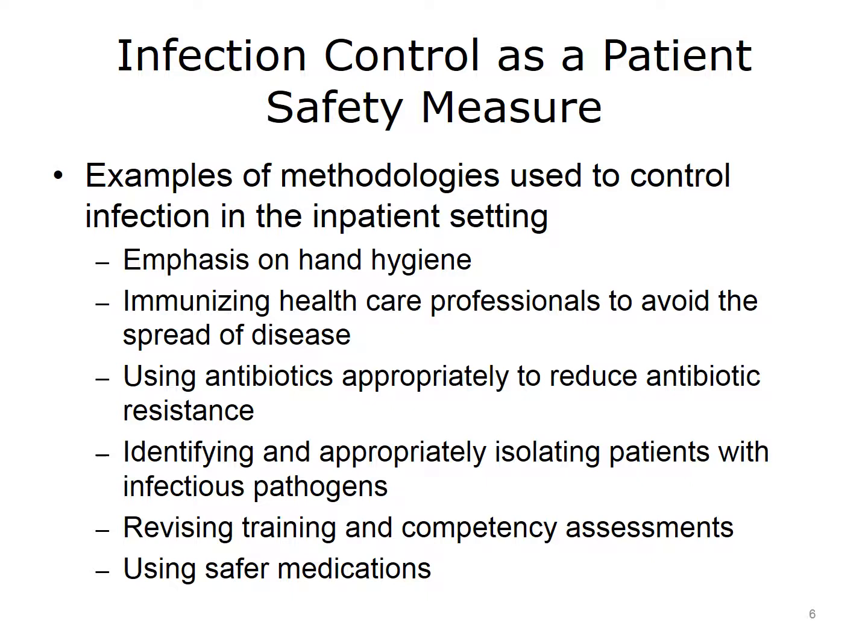Another method has been an emphasis on immunizing healthcare professionals to prevent the spread of disease. Using antibiotics appropriately for infected patients reduces the incidence of antibiotic overuse and the emergence of resistant microorganisms. If infectious patients are admitted to the hospital, they must be identified and isolated to control the spread of that infection in the hospital setting. Infection control also involves revising and updating training measures, improving competency assessments, and recommending suitable hand-washing procedures. Infection control is one significant component addressed in providers' policies and procedures.